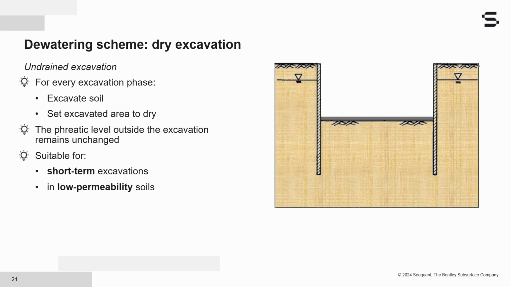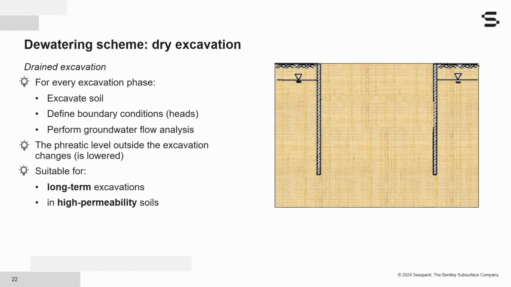And again, here the phreatic level outside the excavation remains unchanged, and that's because we assume that the permeability of the soil is so low that it will not react to our excavation. So we would say that this is only suitable for short-term excavations in soils with very low permeability.